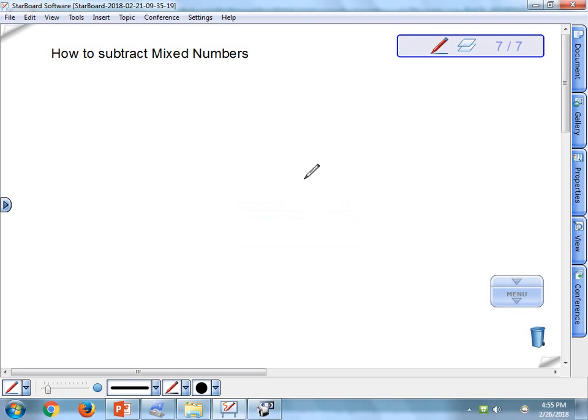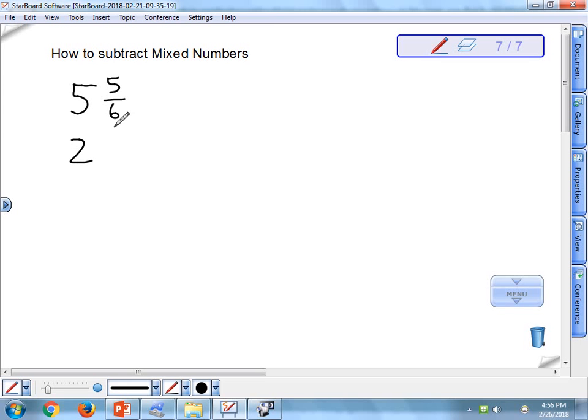We now turn our attention to how to subtract mixed numbers from one another. Now I'm going to do two examples, one in which there is no borrowing and the second in which we are going to have a borrow that we have to take care of. So first, suppose I have 5 and 5/6. I'm going to subtract from that 3 1/2.